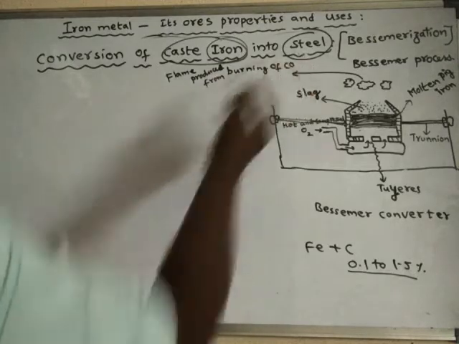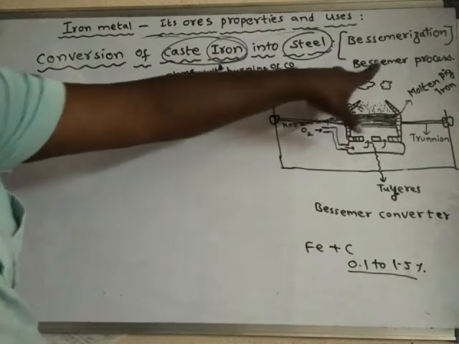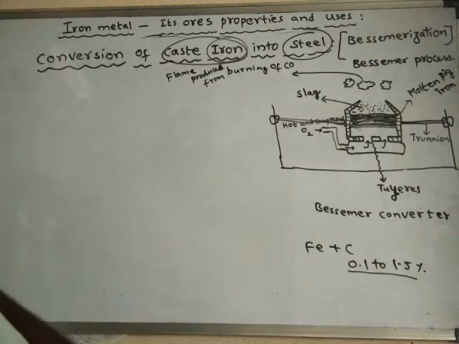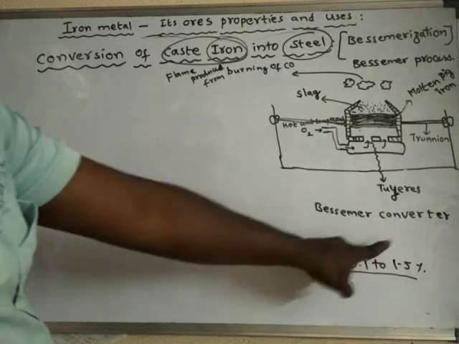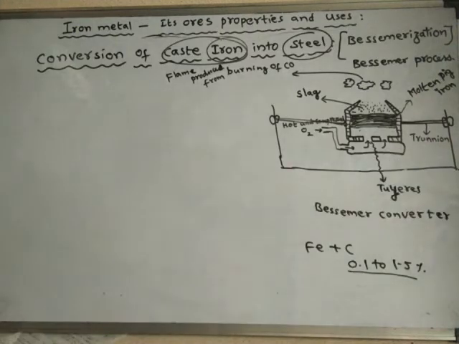So during the process of Bessemerization, or the Bessemer process, what happens? The percentage of carbon is reduced and also other impurities are removed from the cast iron.